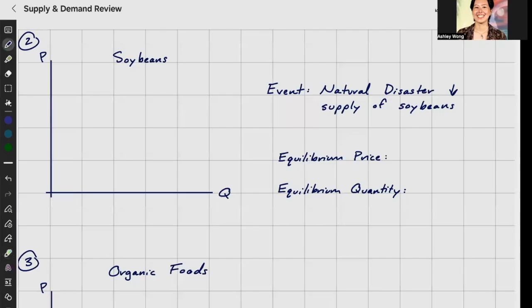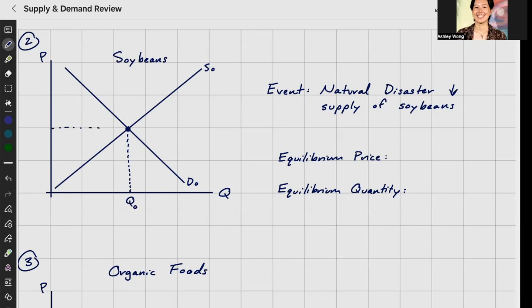All right, next, let's look at the market for soybeans. So again, we're going to draw our original supply and demand curves and our original equilibrium. As always, this intersection will be our equilibrium, and it gives us our equilibrium quantity and our equilibrium price. So this event is pretty straightforward. It's telling us right in the wording that the supply of soybeans is going to decrease. So because of this natural disaster, the supply of soybeans will decrease.